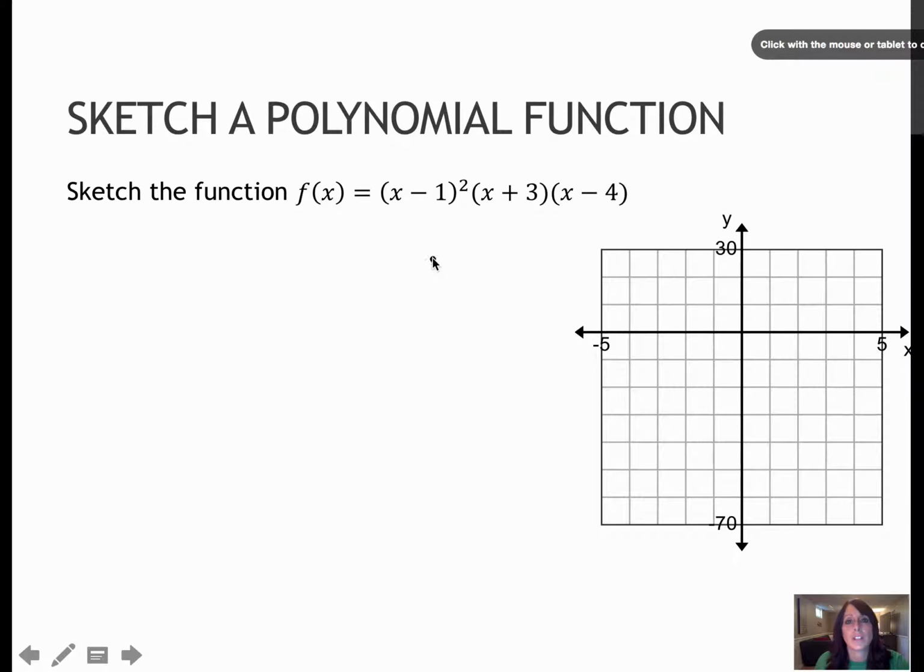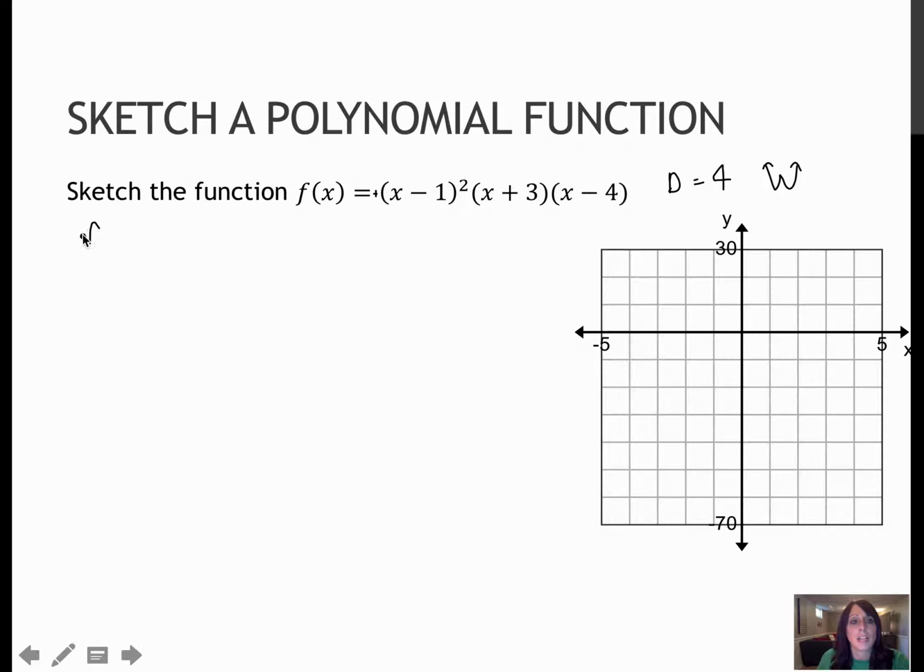Again, I'm going to start with the degree, which is 1, 2, 3, 4. So this is a degree of 4, which means the overall shape is going to look something like a W. The leading coefficient is positive, and so therefore I know it's going to go up from left to right. So now I'm going to find some points that are on my graph.